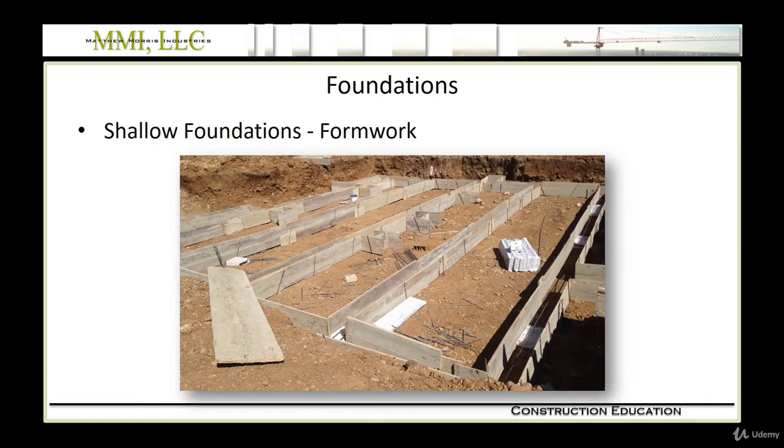Shallow foundations formwork is relatively simple, so you don't have to do a whole lot of excavation to get to the bottom, and you can just use plywood like you see here, which is stood up and held in place by steel rods. Ultimately, this will be filled with rebar and then poured with concrete, stripped, and then you have your shallow foundation system.